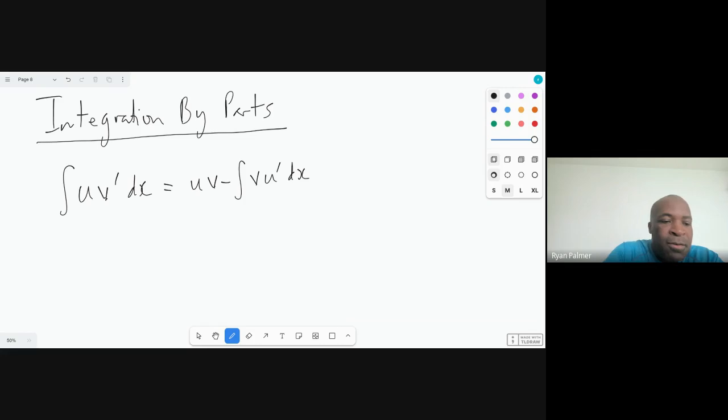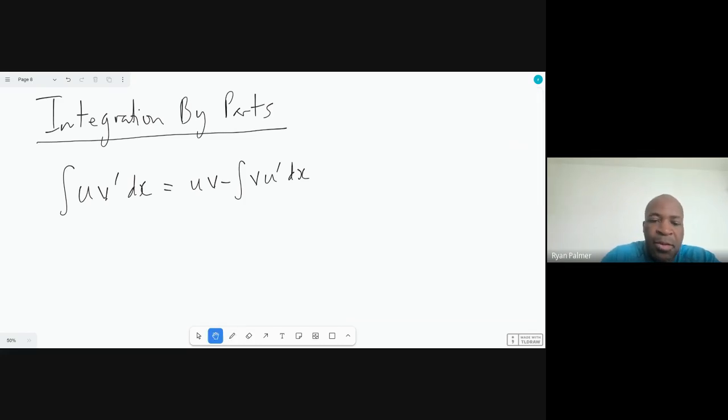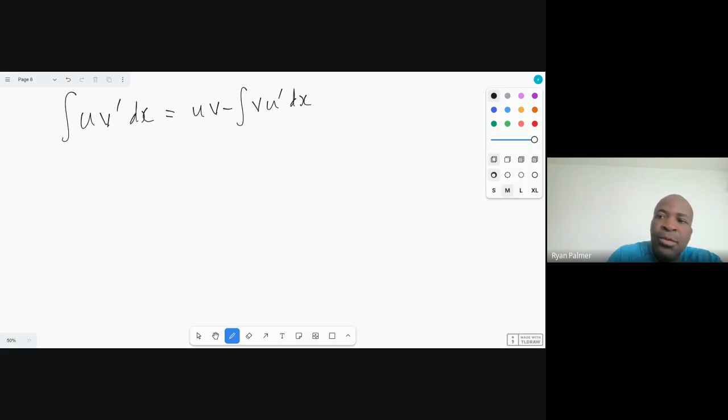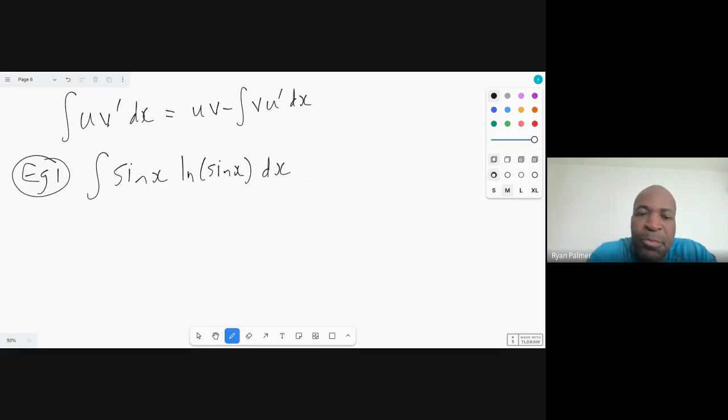So we're going to start off with the following example. Example 1, integral of sine x ln sine x. The first couple of examples will be a single application of the integration by parts formula, and then the remaining examples will be a double application of the integration by parts formula.